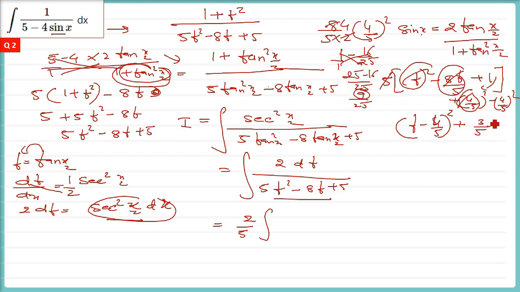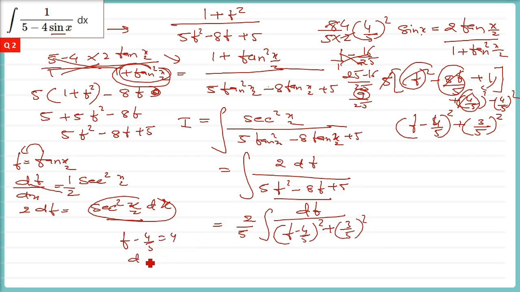This is 3 square, this is 5 square, 3 by 5 whole square. So let me write it here now. 2 by 5, you know how this constant we have taken outside. Now dt by (t minus 4 by 5) whole square plus (3 by 5) whole square. Now this t minus 4 by 5 can be written as u. du by dt will be equal to what? 1. So du will be equal to dt.